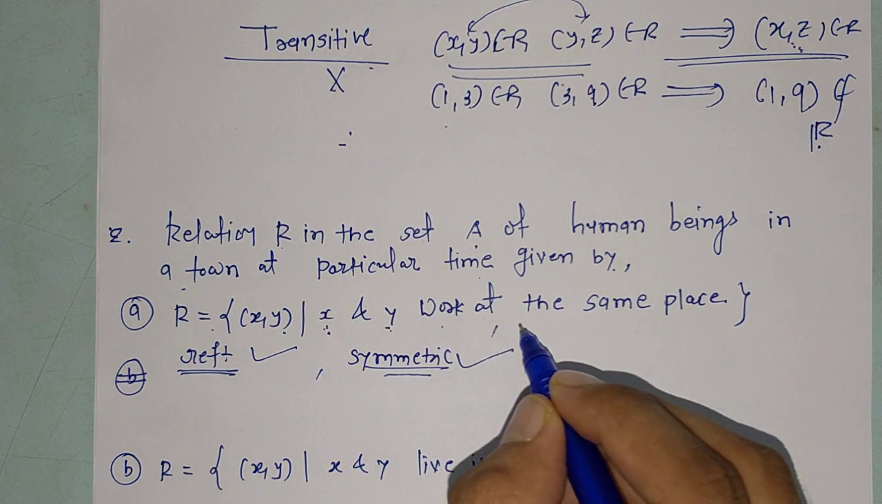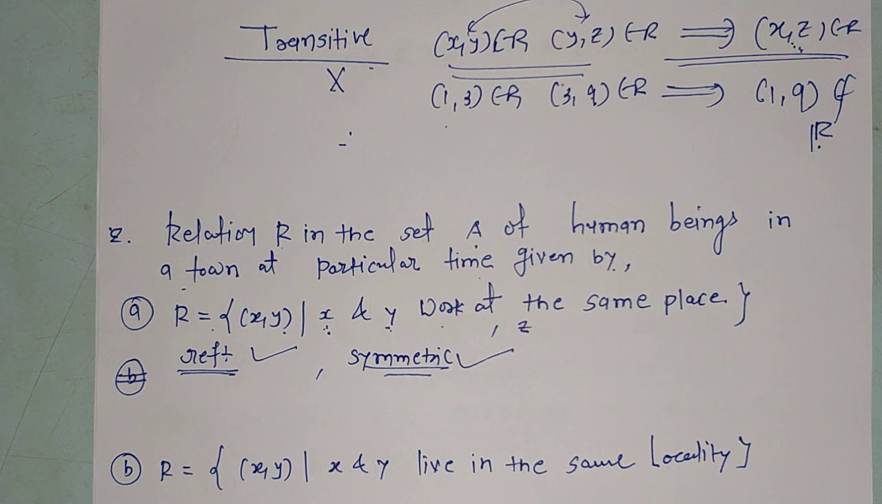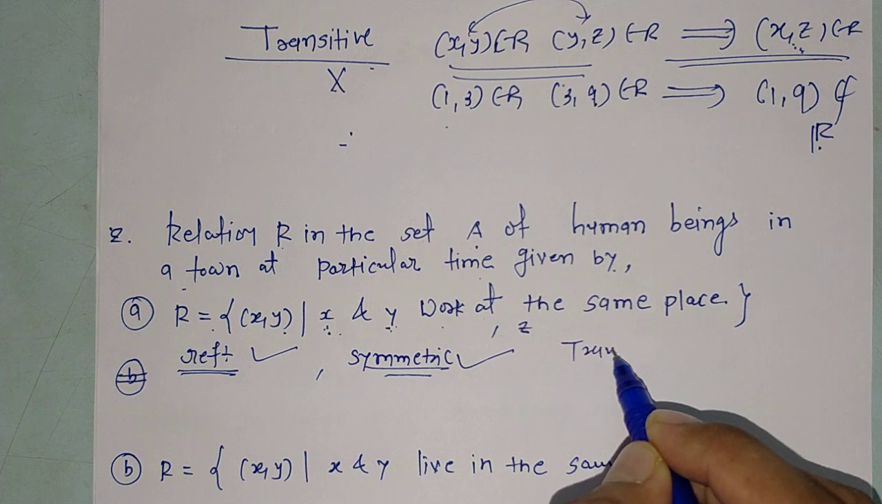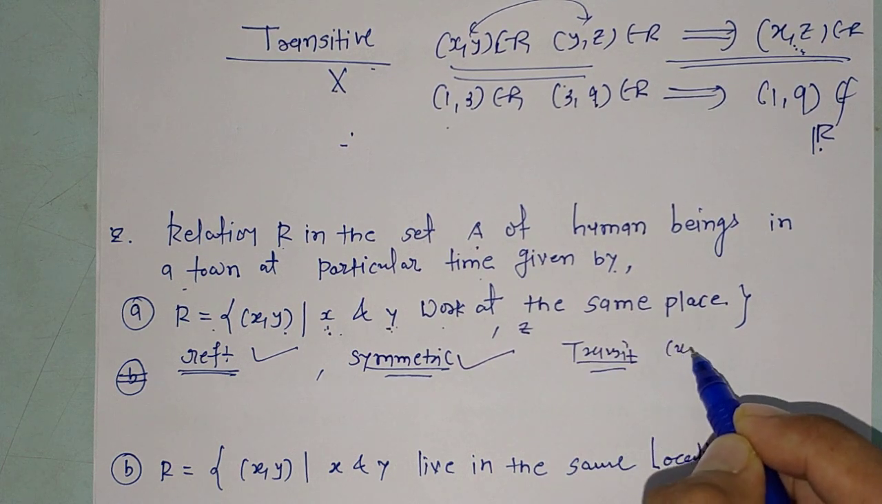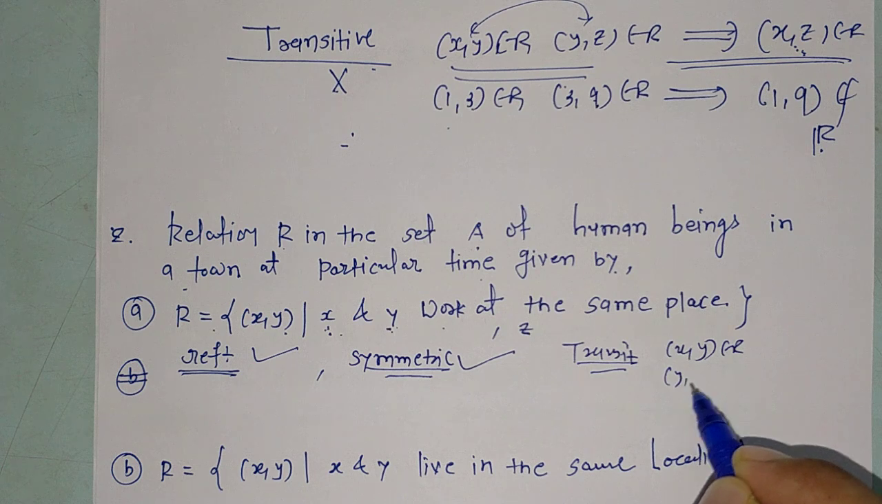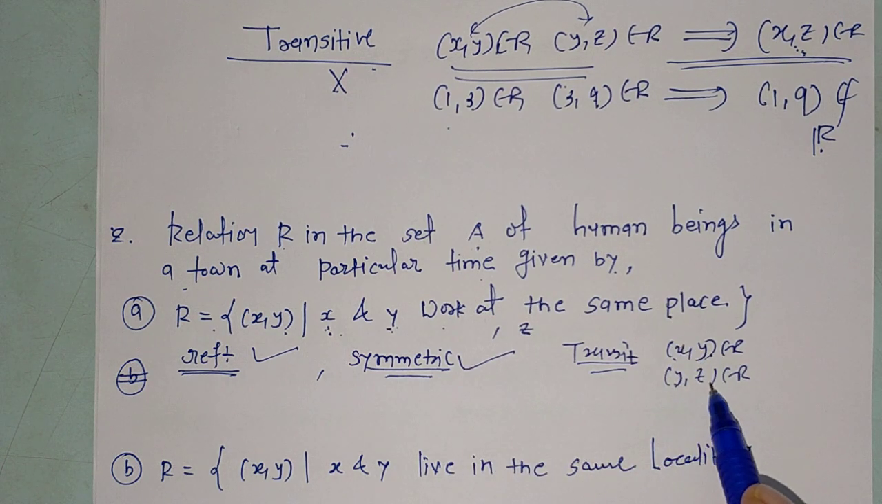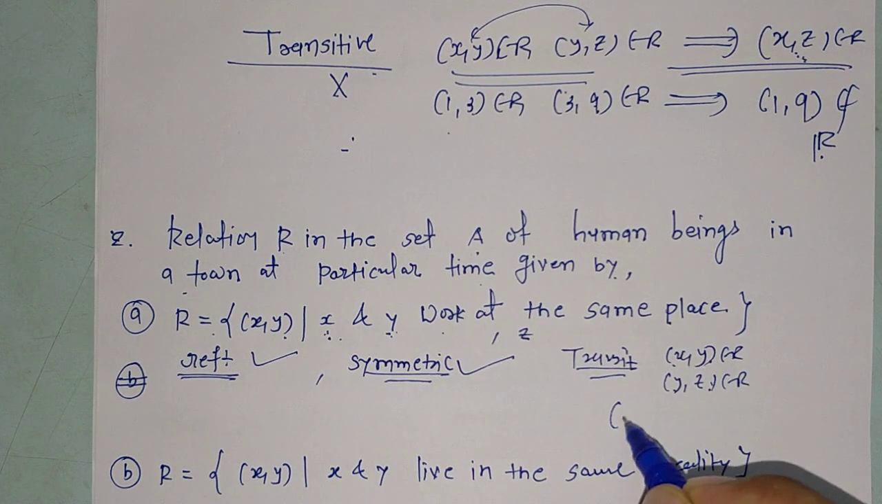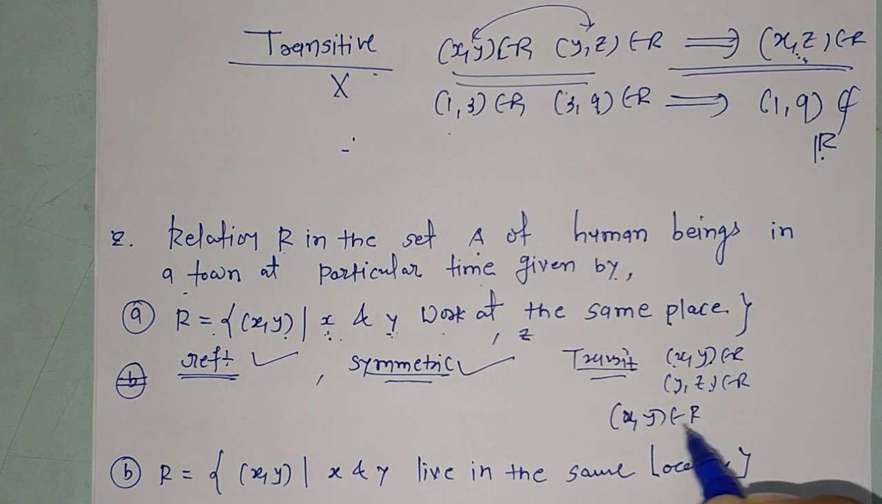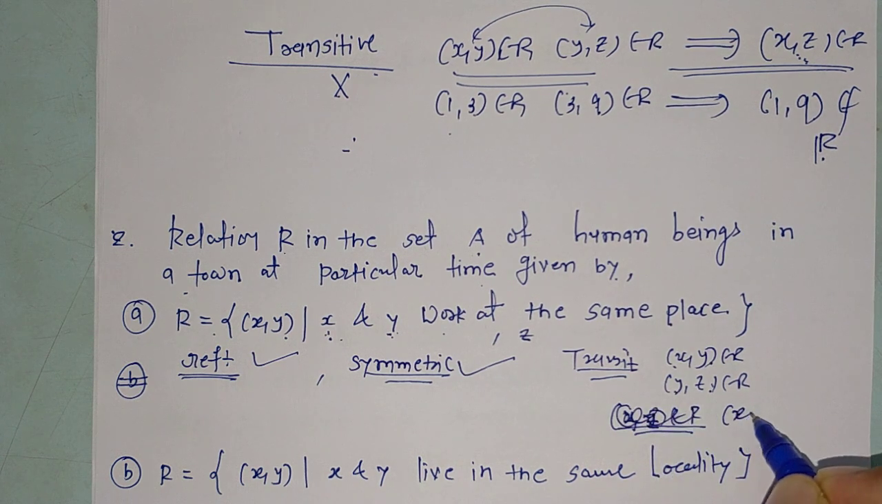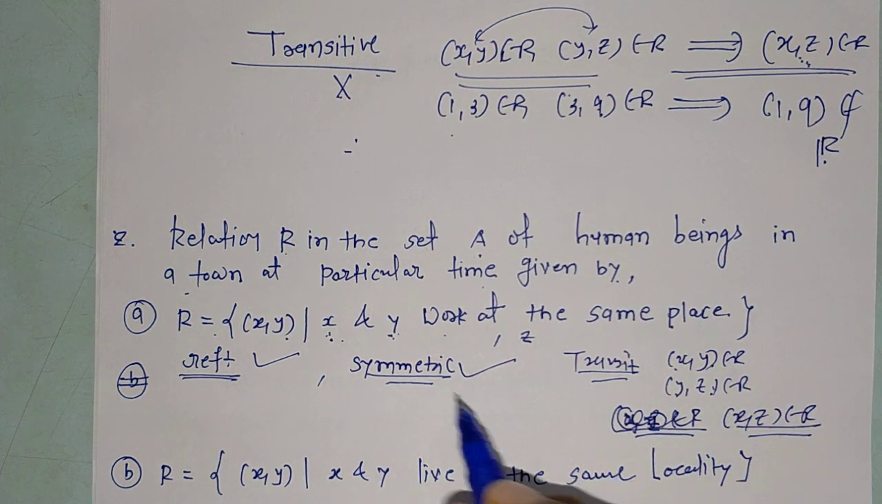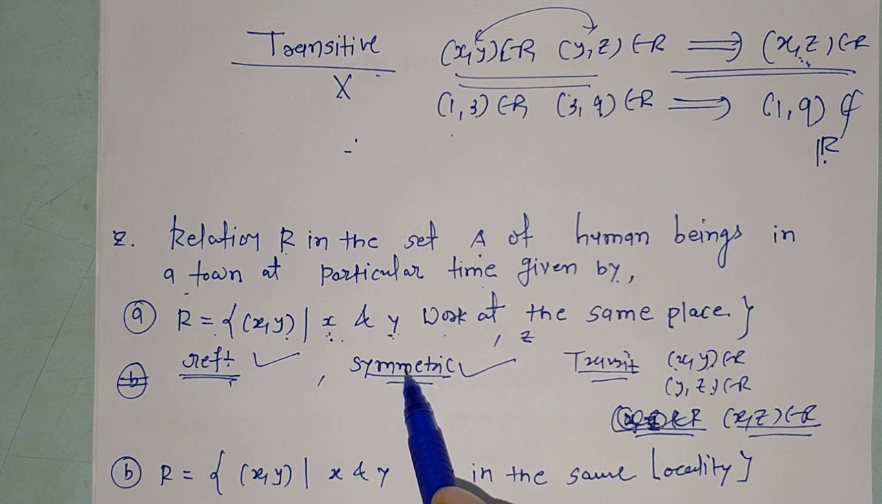Now take another human being Z and consider (X, Y) for transitivity, the third property. (X, Y) is in R, (Y, Z) is in R. It means X and Y work at the same place, Y and Z work at the same place. It's easy to see that X and Z must work at the same place. It means (X, Z) belongs to R. So this relation satisfies reflexivity, symmetricity and transitivity.